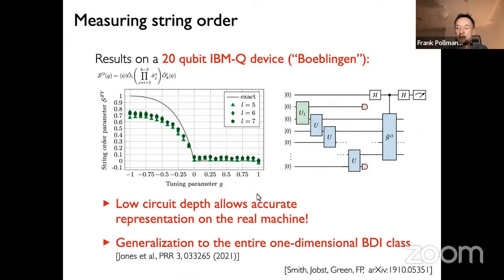Good. So this was the first example that I wanted to demonstrate, where we managed to come up with a simple short circuit that allows us to program the ground state of a Hamiltonian crossing a phase transition in this one-dimensional model.